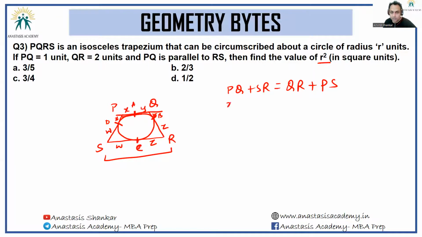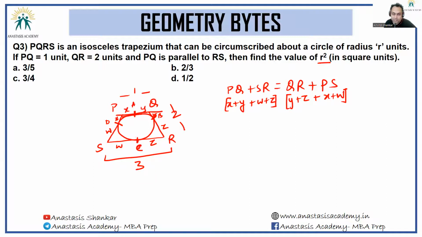Now see, PQ is X plus Y and SR is W plus Z. QR is Y plus Z and PS is X plus W. Both these groups are composed of the same constituent numbers, so of course they will be equal. So straight away, because PQ was 1 and QR was 2, you can come to the conclusion that SR is 3.